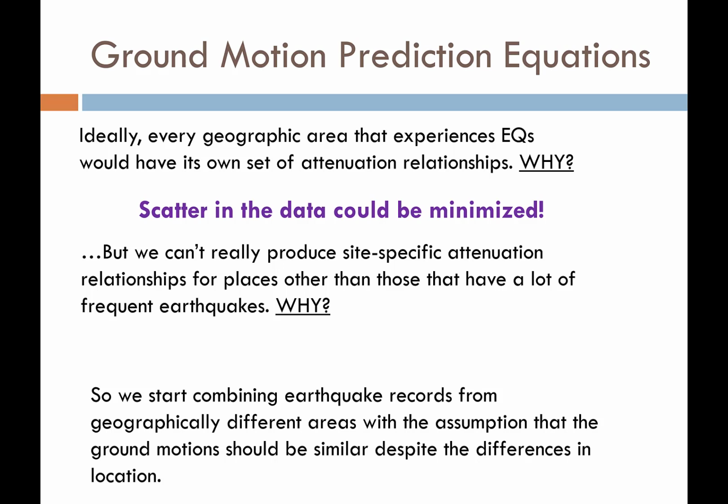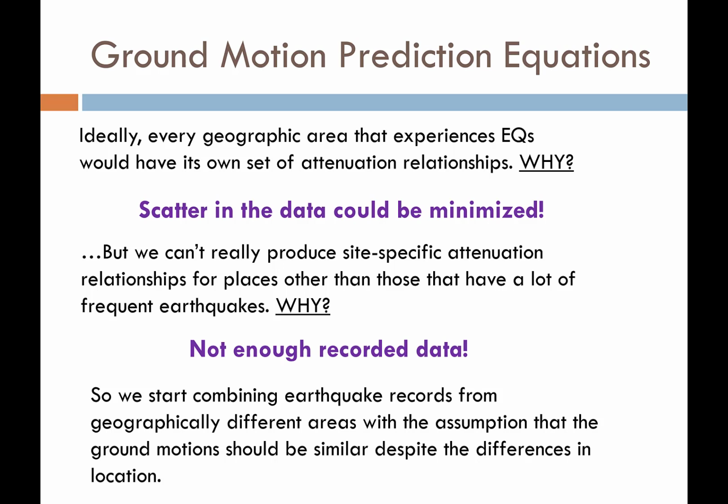The downside of that, though, is if I'm only focusing on earthquakes from a specific region, then I'm also eliminating a ton of my data points. I can only use data that comes from that specific region. So we can't produce these site-specific ground motion prediction equations for places other than those that have a lot of earthquakes. And the reason for that, as I mentioned, is because we don't have enough recorded earthquakes over the span that we've understood these things. But we're recording earthquakes every day.